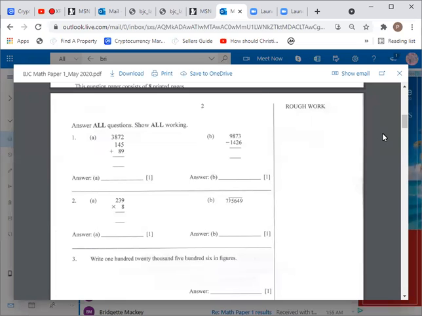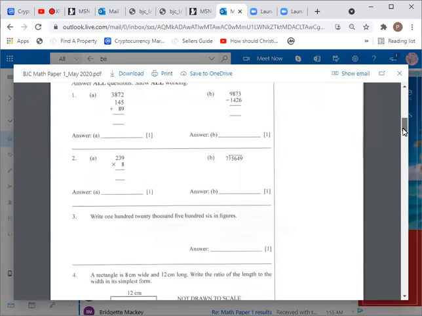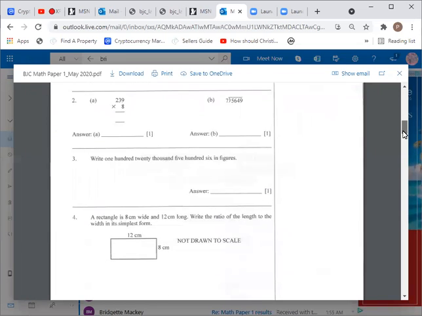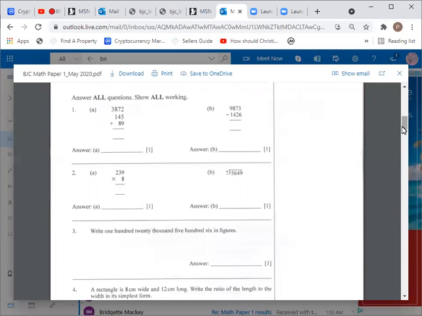Okay, so the last time we were together, you would have been exposed to last year's paper one. I'm reminding you of it. Again, I'm not going to go through the entire question or paper, but I'm just going to pick out one or two that gave you some challenges. And also, I'm going to make a few comments.